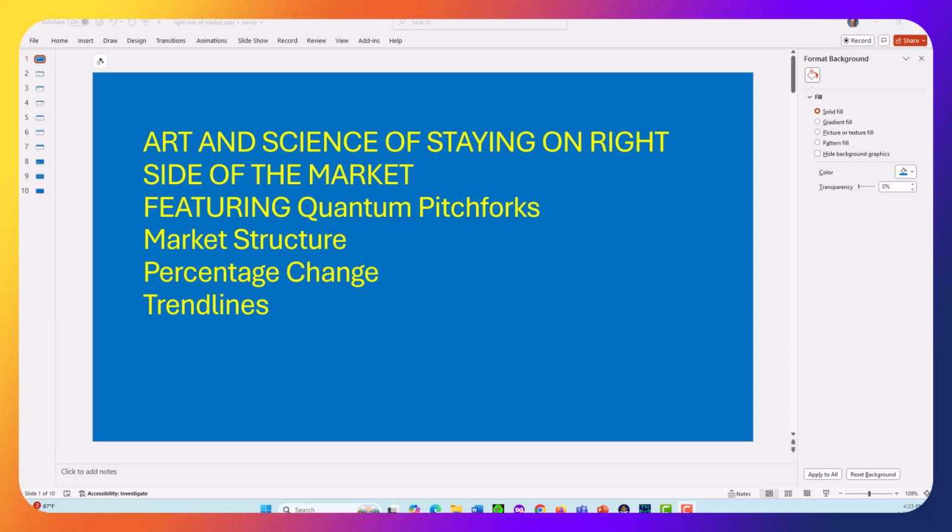these things do when you combine them with other factors, such as market structure and breaking of market structure. We're going to introduce a new tool, which works just as well as any of the other tools in my other manuals: percentage change. And finally, we're going to talk about trend lines, because while this teaching does feature pitchforks, pitchforks are just a feature.